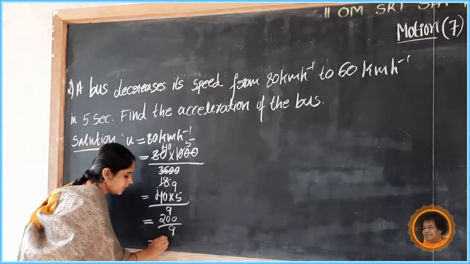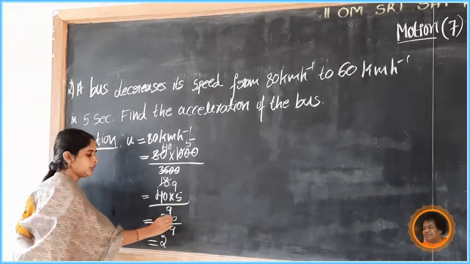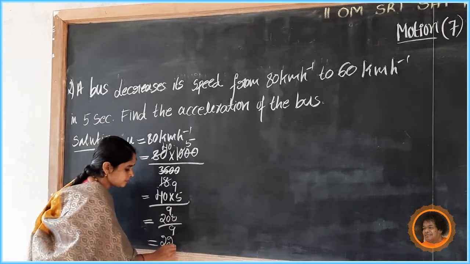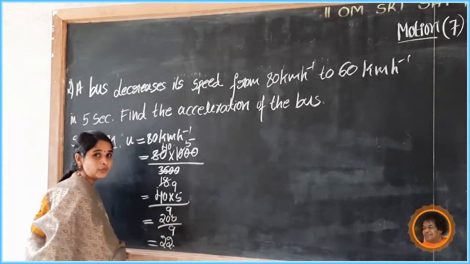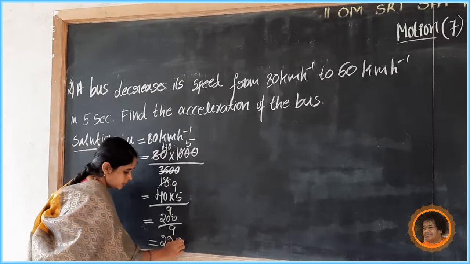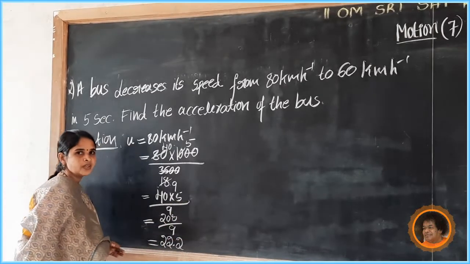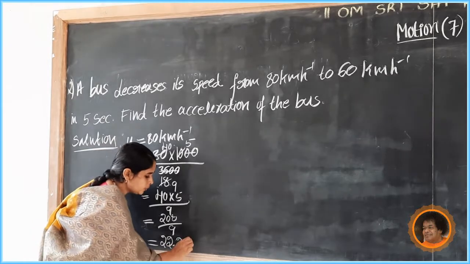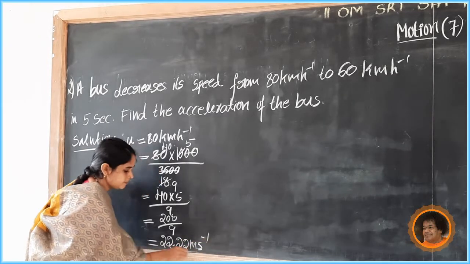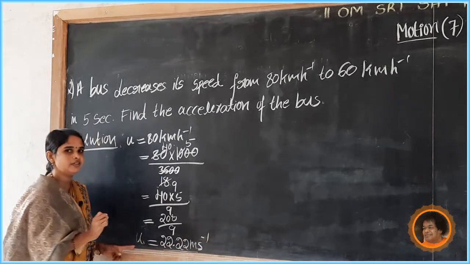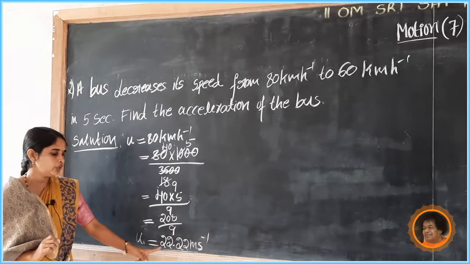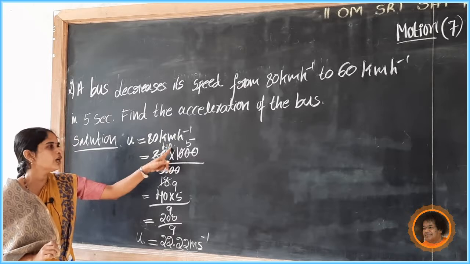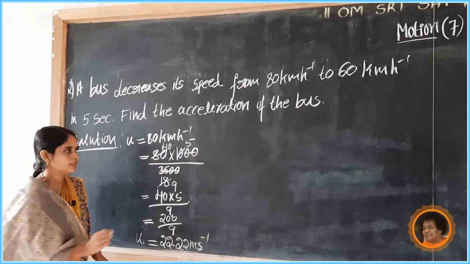9 2s are 18, 19, 20. 2 remains here. Again 9 2s are 18, again 2 remains, 20 here point. So 22.22 meter per second. So what is the initial velocity here? U equals 22.22 meter per second. In kilometer per hour, its value is 80 kilometer per hour.